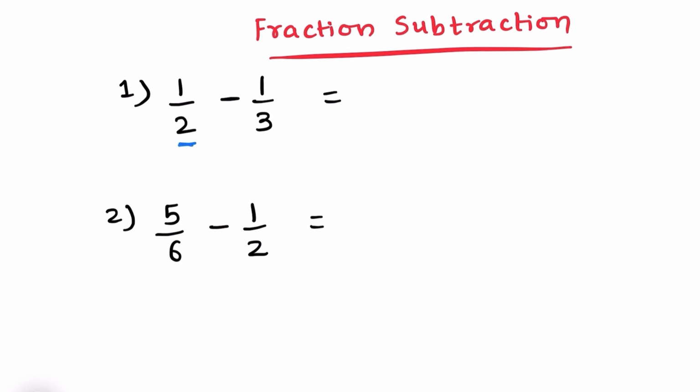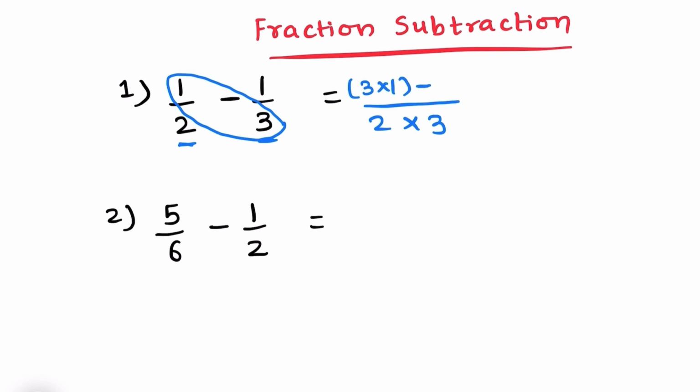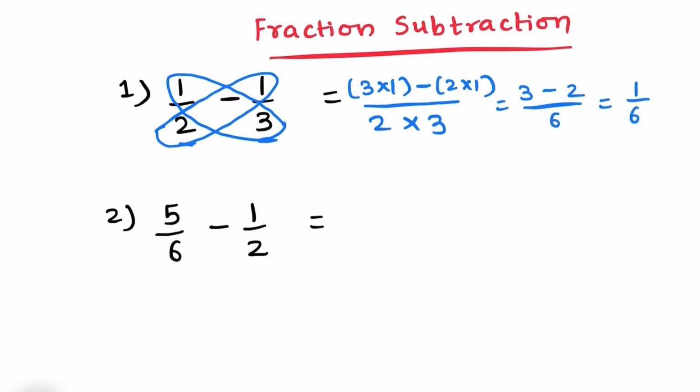So here we will multiply denominators, 2 multiplied by 3. Now we will apply the same butterfly method here. So we will multiply 3 with 1, 3 multiplied by 1, minus we will multiply 2 with 1. So 2 multiplied by 1. 3 1s are 3, minus 2 1s are 2, divide by 3 2s are 6. So we got our answer 1 by 6.